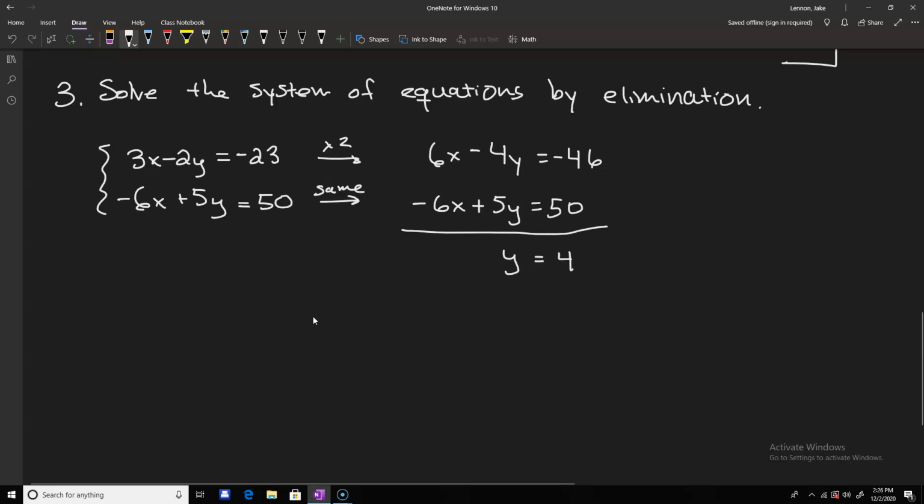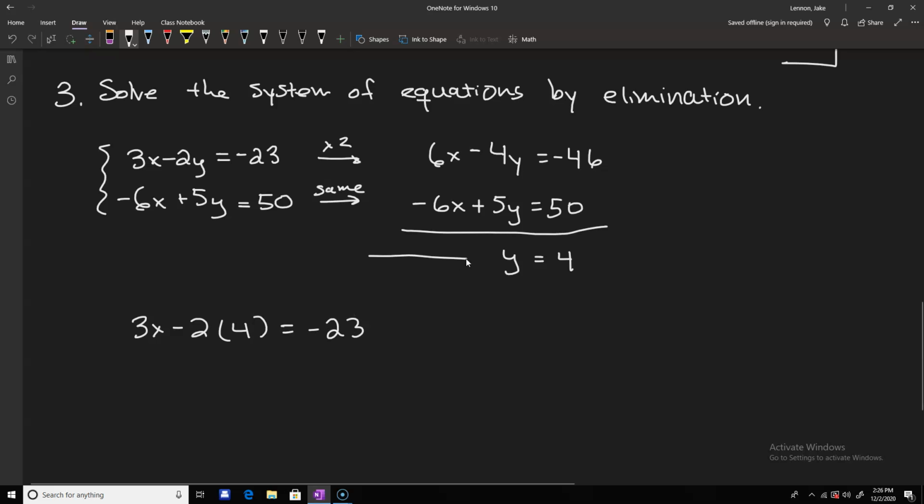Remember, the solution to a system should be an ordered pair, so we're not done yet. We need to find out the x-coordinate as well, so we can plug this y equals 4 into either of our original equations. So I'm going to plug it in to the 3x minus 2y, so I'm going to replace the y with a 4, equals minus 23.